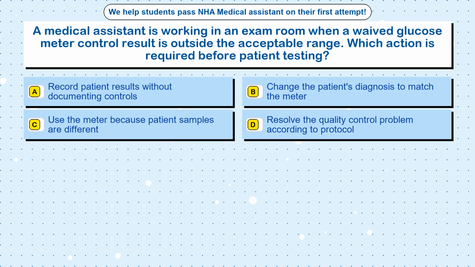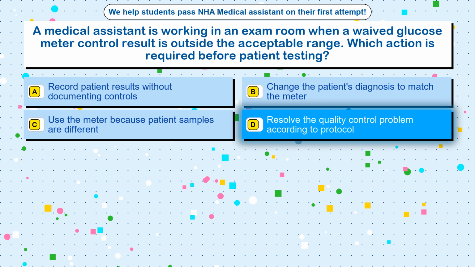Question 59. A medical assistant is working in an exam room when a waived glucose meter control result is outside the acceptable range. Which action is required before patient testing? Option A, record patient results without documenting controls. Option B, change the patient's diagnosis to match the meter. Option C, use the meter because patient samples are different. Option D, resolve the quality control problem according to protocol. The correct answer is option D, resolve the quality control problem according to protocol.